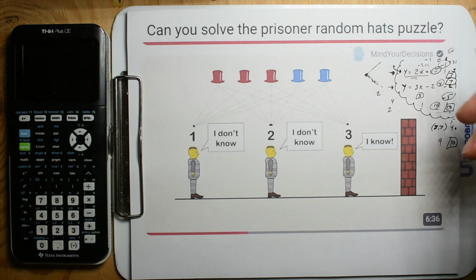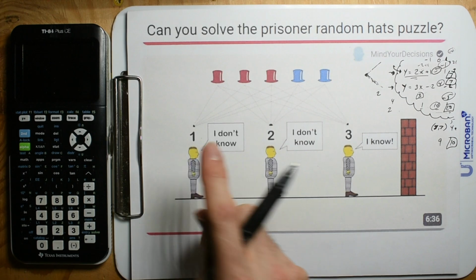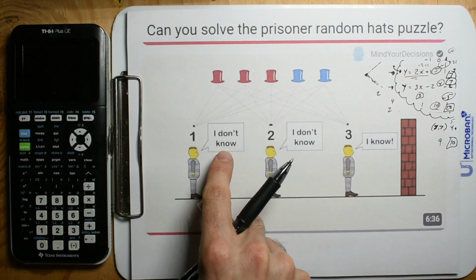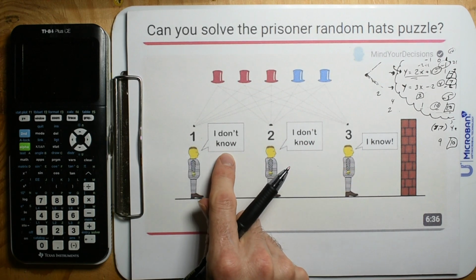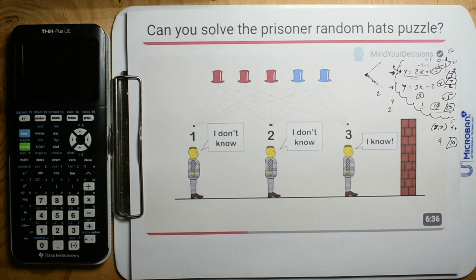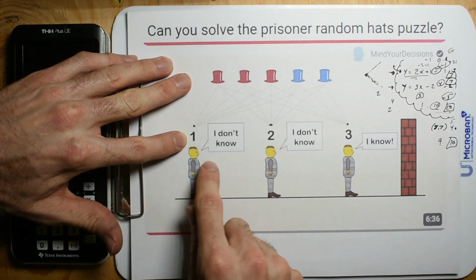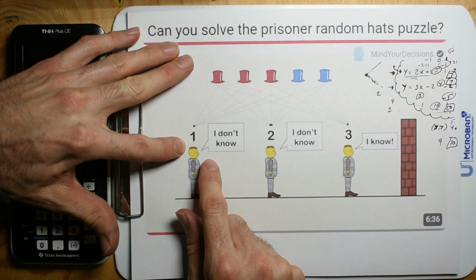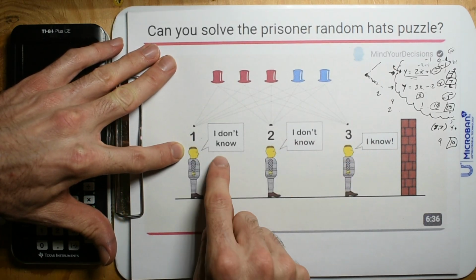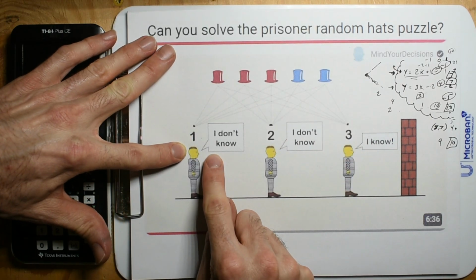All right. So here, this prisoner can say two things: I don't know, or I do know. Let's stick with the I don't know first, because in the video that's the first thing this prisoner says. So what would be a combination that this prisoner doesn't know?